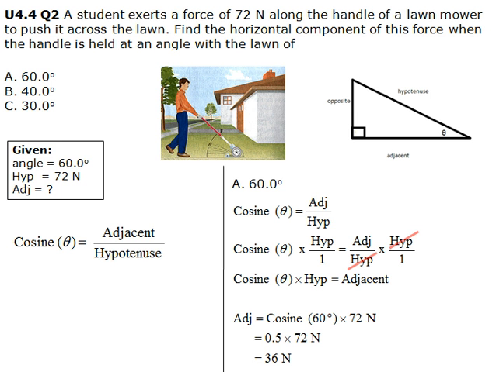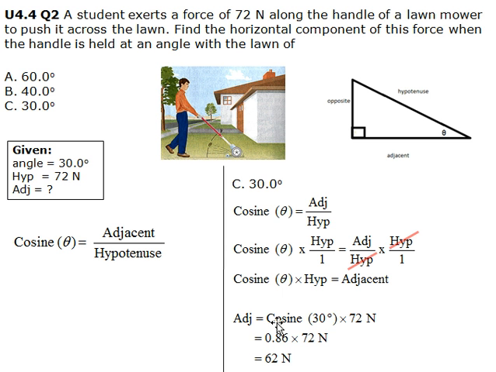If you follow those steps and do them for questions B and C, it's exactly the same way. So we rearrange the formula. Adjacent is equal to cosine of 40 degrees times 72 newtons, which gives us 0.76 times 72 newtons, which is equal to 55 newtons. And that's for B.